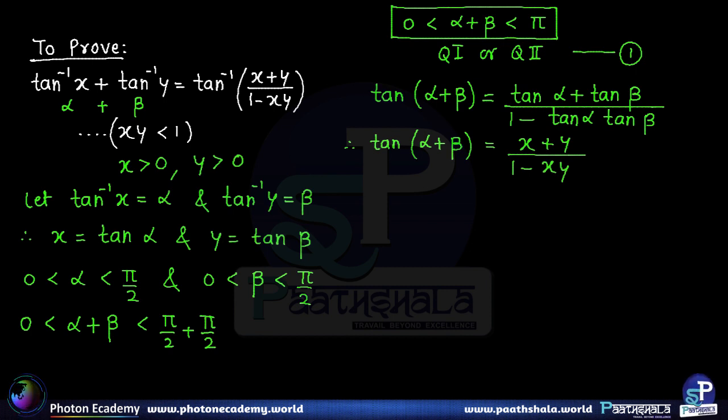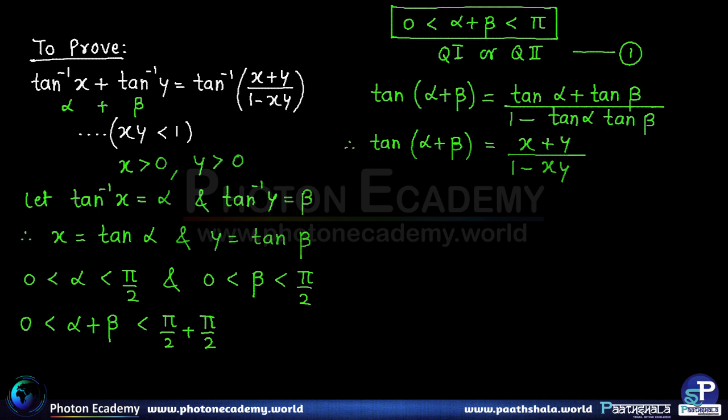Alright, now we can shift the tan to the right hand side and write it as tan inverse of (x plus y) upon (1 minus xy). This is what we want to write, but we can shift that tan to the right hand side only when we have proven that the angle alpha plus beta lies in the principal value branch of the tan inverse, that is between minus pi by 2 to pi by 2.